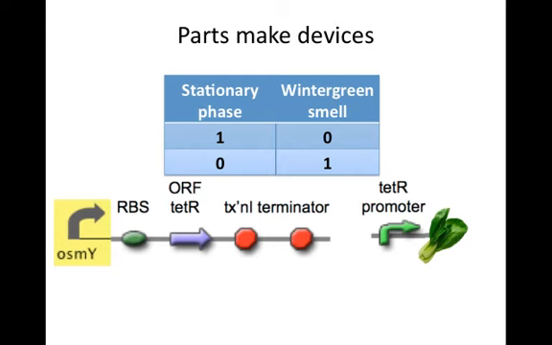That means that when OSMY is on, or giving a signal of 1, the wintergreen smell should be off, or giving a signal of 0, which is what we're showing up in the truth table. And the reverse holds true too. When that OSMY promoter is off, it will not be making the transcript for the TET repressor protein. And without the TET repressor protein, the TET-R promoter on the right side of the screen, driving our bok choy / wintergreen, will be on. And so the truth table holds true by this very clever device called the transcriptional inverter.